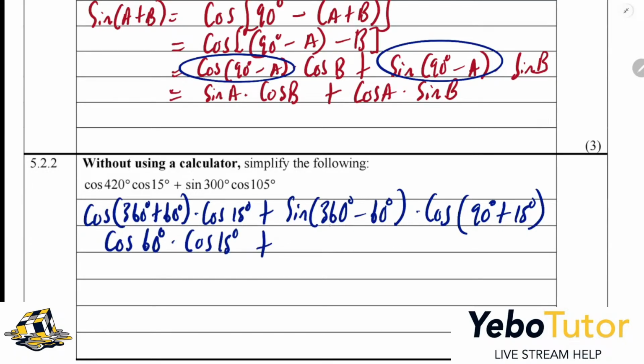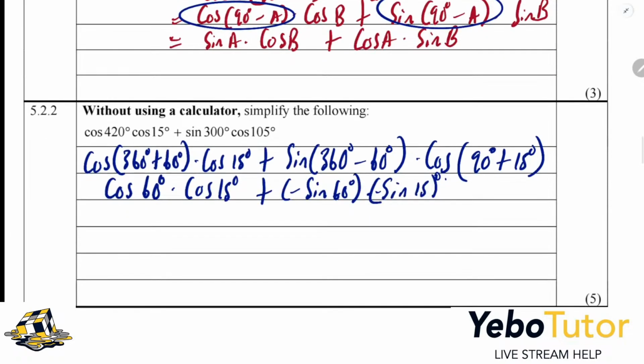Plus, okay, this is not going to be plus, this is going to be negative sine of 60 degrees times your cos there. That will change to sine, but this sine should be negative because it's at 90 plus, so that will be negative sine of 15 degrees. So now that will give us cos of 60 degrees times cos of 15 degrees plus negative times negative is going to be positive, so that will be positive sine of 60 degrees times sine of 15 degrees.